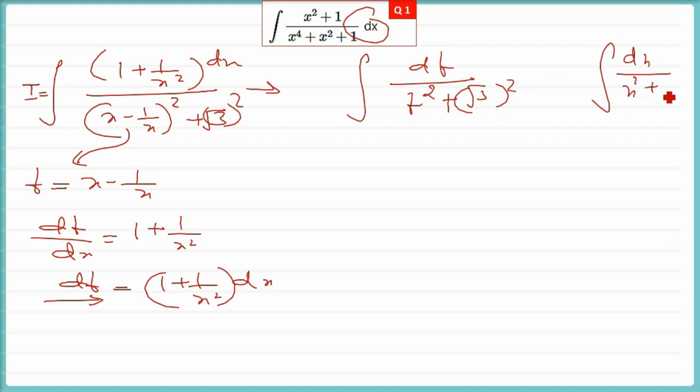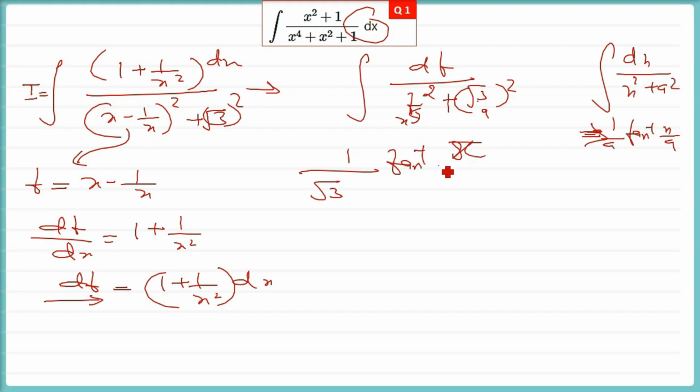So we'll use the formula dx divided by x square plus a square, which is simply 1 by a tan inverse x by a. So what is a here? Root 3. x will be t. So 1 by a tan inverse x by a comes from dx divided by x square plus a square. So 1 by a, that is 1 by root 3.